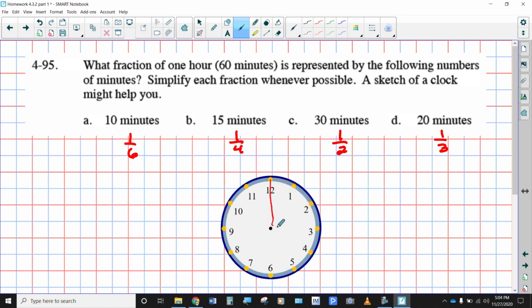15 minutes, that would be a quarter, right? That's a quarter of that entire thing because 15 out of 60 simplifies down to 1/4. Then 30 minutes, we know that's a half of an hour. And 20 minutes, that would be to right here. This section right there represents 1/3 of the entire clock. So 20 out of 60 is the same as 2 out of 6 or 1 out of 3.